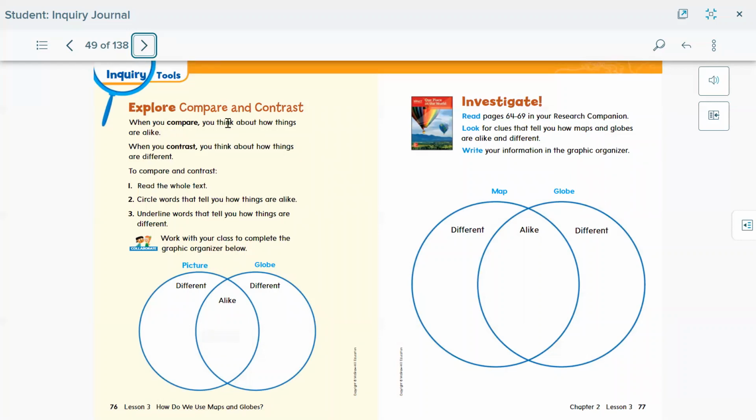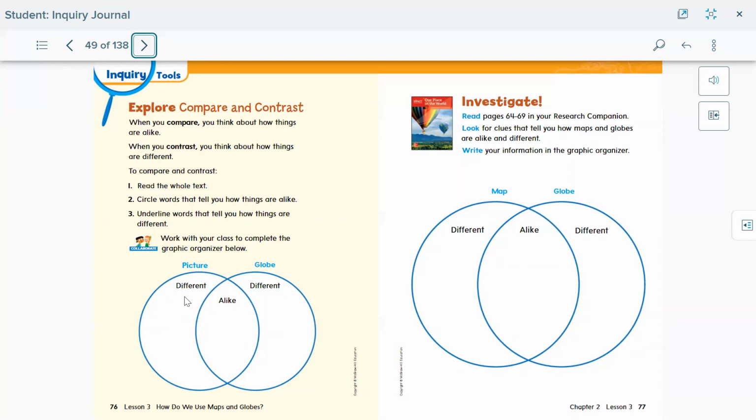Compare and contrast. When you compare, you think about how things are alike. But when we contrast, we think about how things are different. All right, so read the whole text, circle words that tell you how things are alike, and underline words that tell you how things are different. So we're going to go back and write them down here with us.